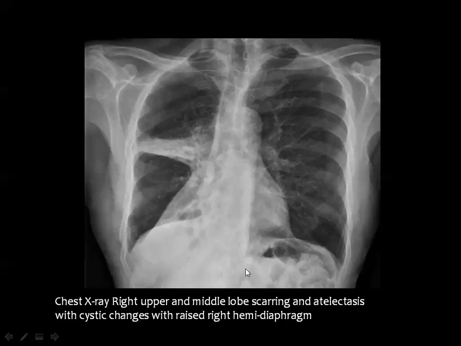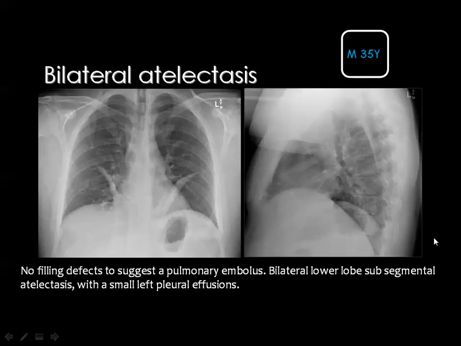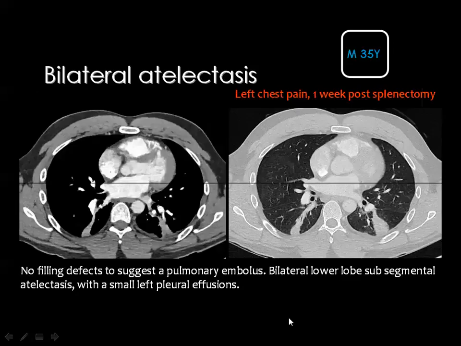In subsegmental atelectasis in the right lung, you can see that atelectasis may contain air bronchogram and may not contain air bronchogram. There are two thick bands of atelectasis in both lower lung lobes. They are suspected to be due to pulmonary emboli, but the CT scan showed no filling defects in the emboli and showed the atelectatic bands in the lower lobes.